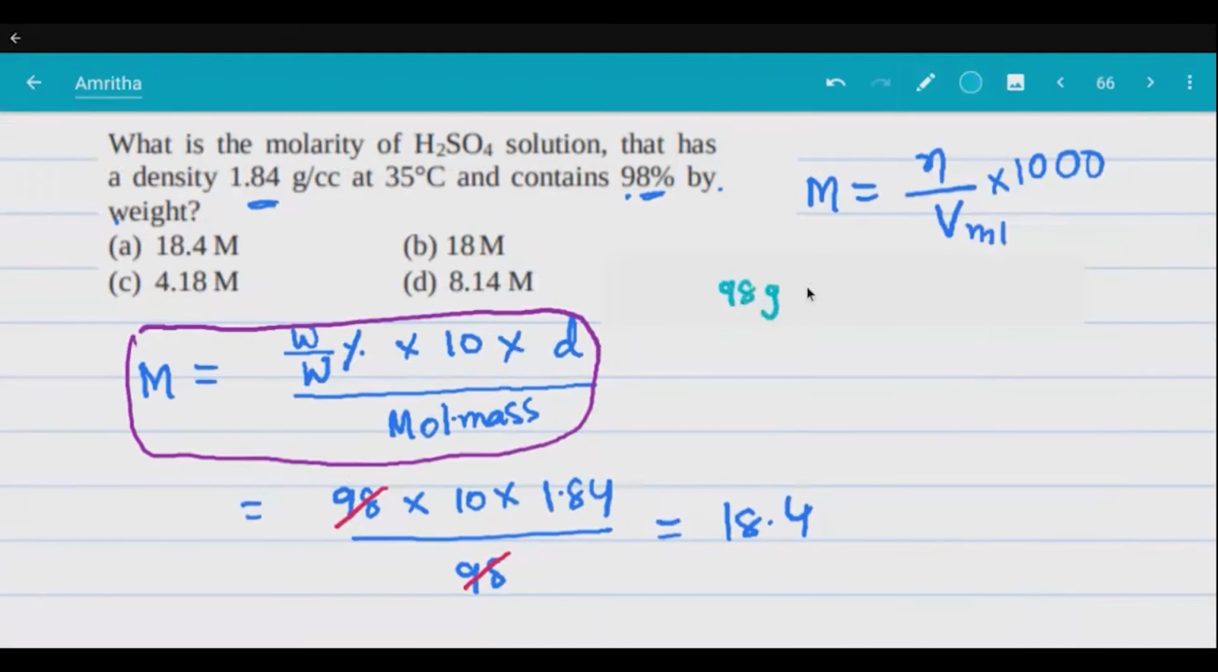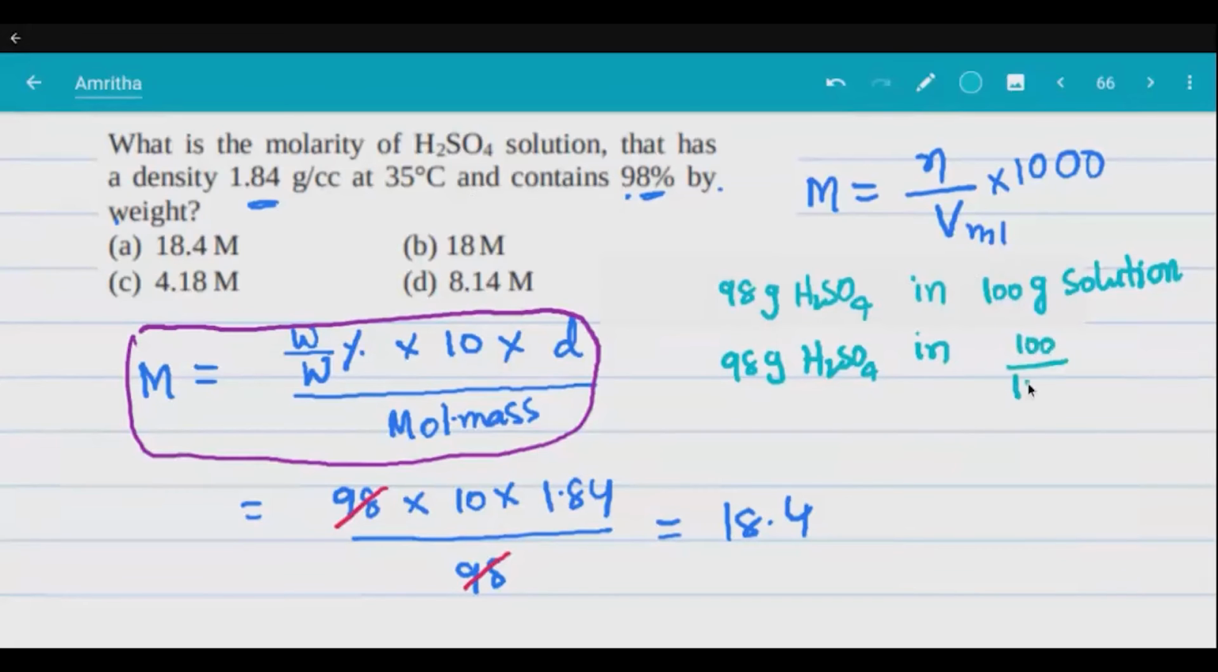98 gram. Percentage by weight means 98 gram H2SO4 present in 100 gram. Percentage means what? Per 100, right? 100 gram solution. So what we know is 98 gram H2SO4 in 100 gram mass, and density is given. How to get volume? 100 by 1.84 ml solution. Yes, we created volume.